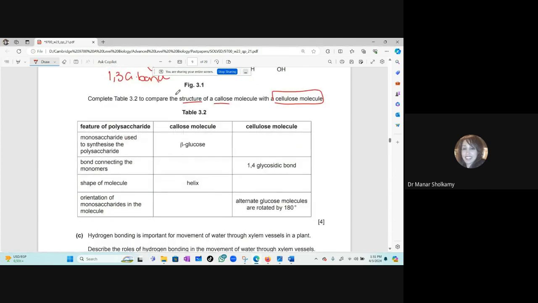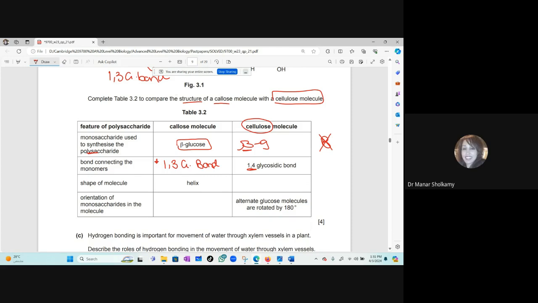Feature of this polysaccharide: monosaccharides used to synthesize the polysaccharide. In callose, it's beta glucose, and in cellulose it is also beta glucose. Write the beta like this, don't write it like this, they consider it wrong. Now, the bonds connecting the monomers: in cellulose 1 to 4, and in callose, Mariam just told me, it is a 1 to 3 glycosidic bond.